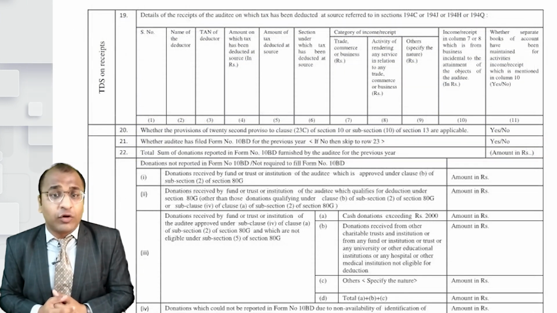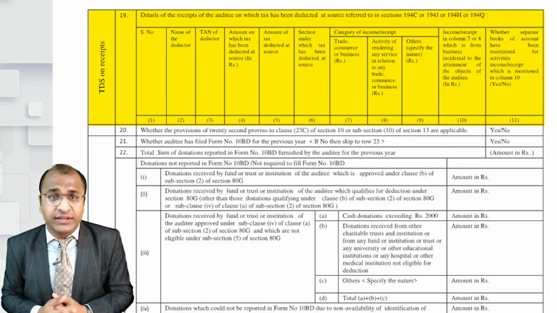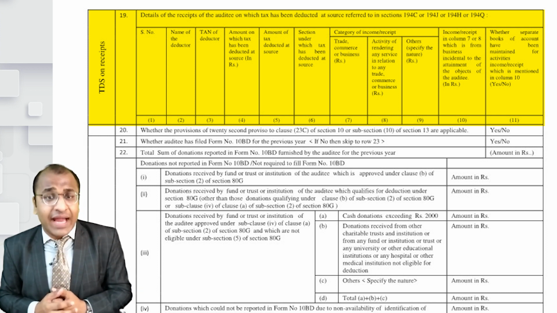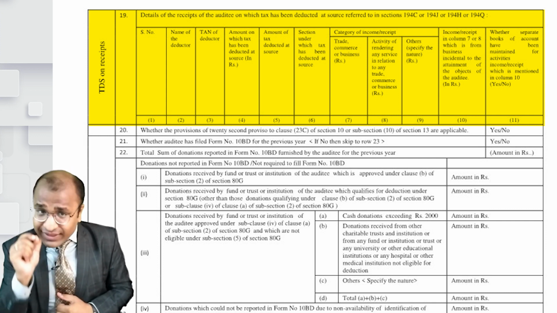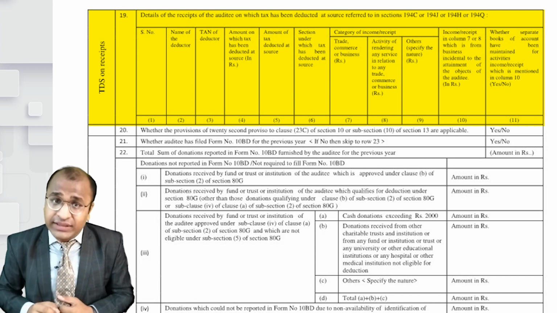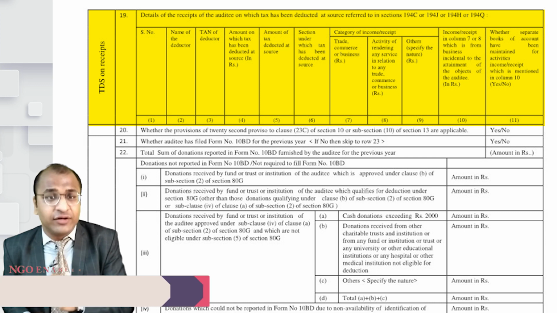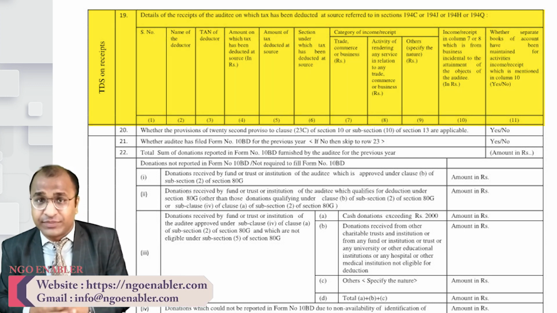Now, the auditor also needs to verify the TDS deducted of the organization by the third party, which is reflected in form 26AS, and its nature of income needs to be categorized. I repeat, the nature of income on which the TDS has been deducted of the organization needs to be categorized into the trade, commerce, or business, or any other category specified.